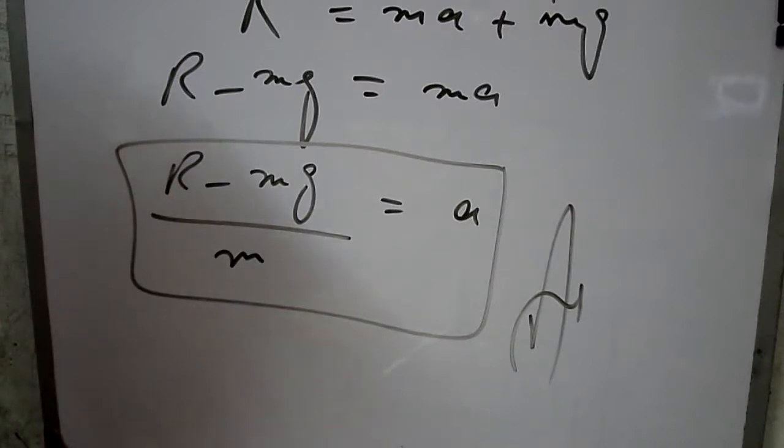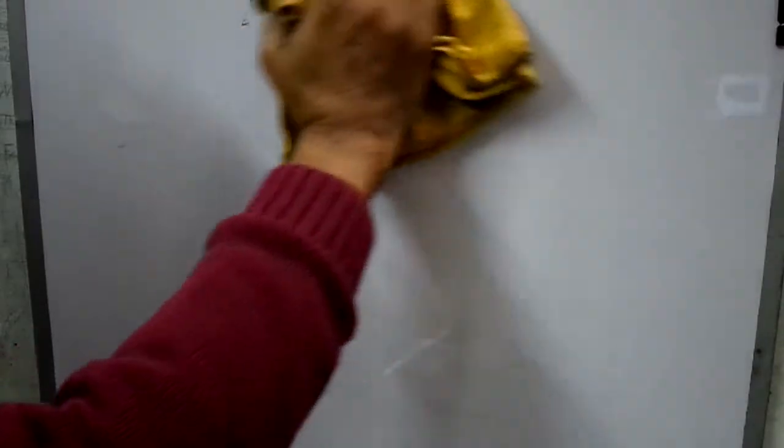Now in question number 2, make the letters in brackets the subject of the given formula. It means you have to make the subject as given.